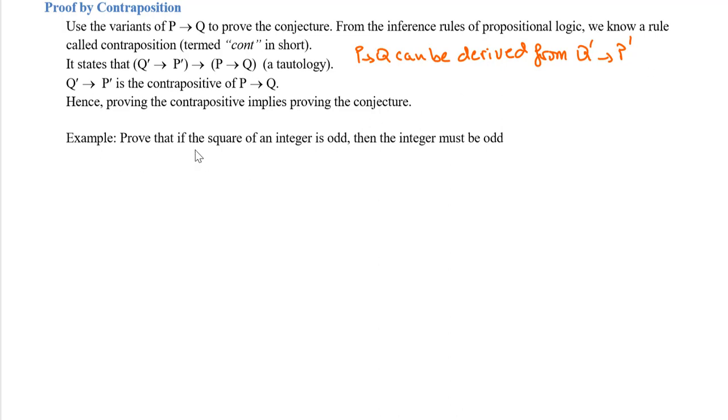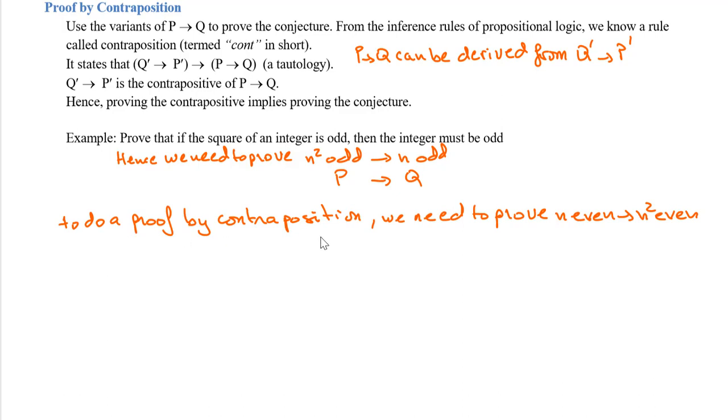It says: prove that if the square of an integer is odd, then the integer must be odd. So here is what we need to prove: that n squared odd implies n is odd. So basically we need to prove P implies Q, where P means n squared is odd and Q means n is odd. So to prove P implies Q by contraposition, we need to prove that not Q implies not P.